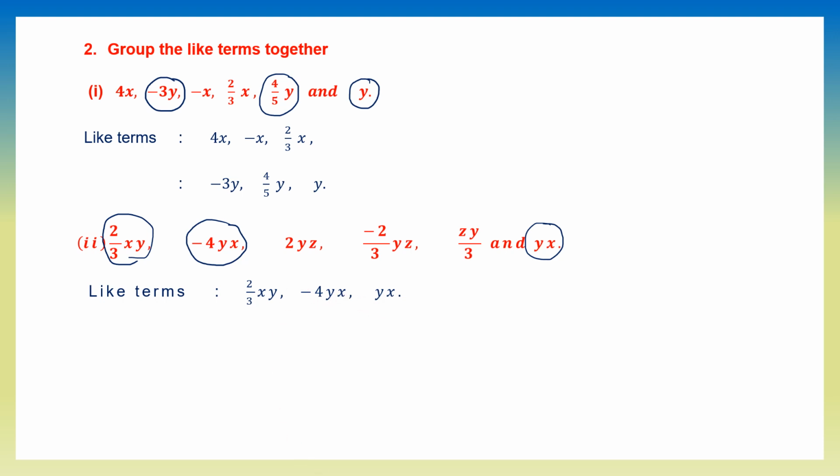Okay, now the next set of like terms are these with yz. See, there's a yz here, there's a yz here, and there's a zy. Again, the letters are the same, order is different. So another set of like terms, 2yz, minus 2 by 3yz, zy by 3.